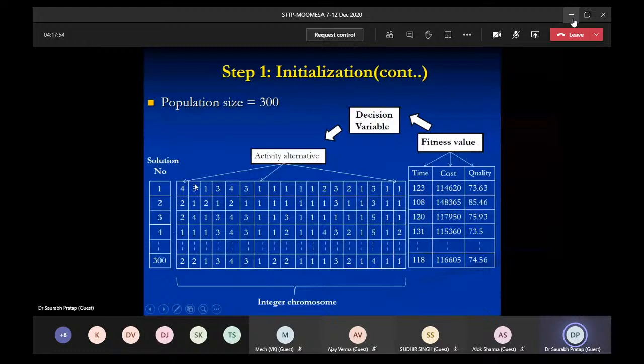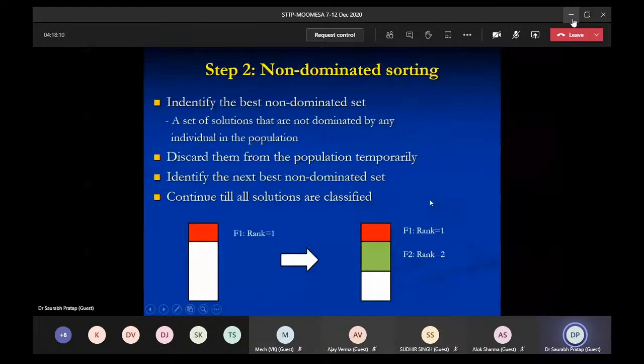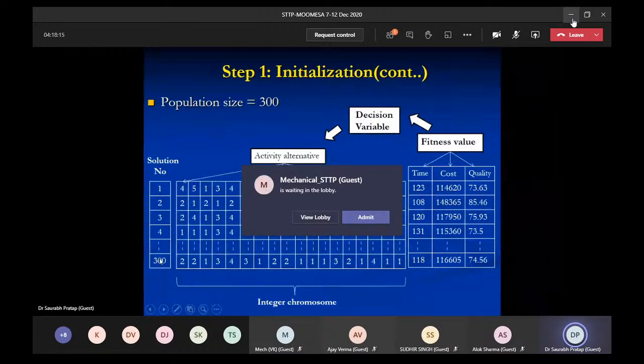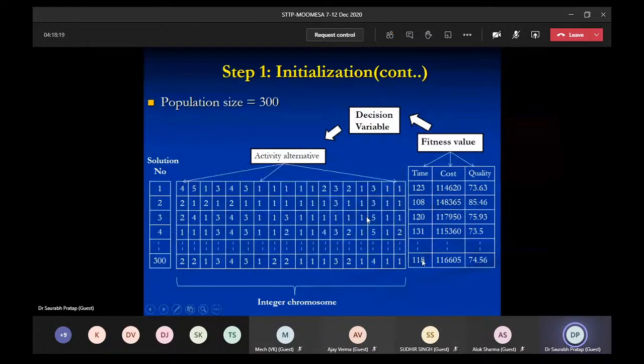In the same way, for each population, means for the first population, we can calculate the time by the objective function, and similarly the cost and the quality. Now we can say that we have 300 solutions. From the 300 solutions, we can identify which population is giving the best solution.